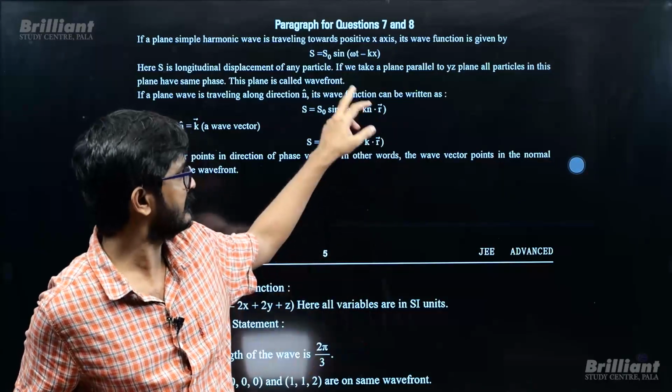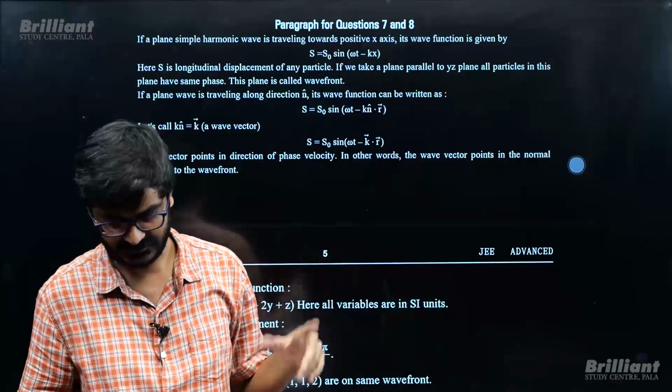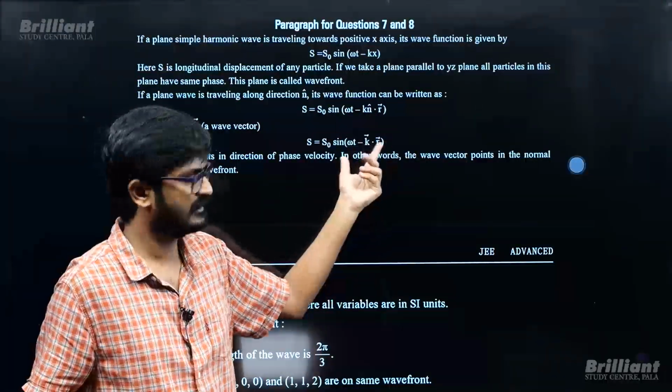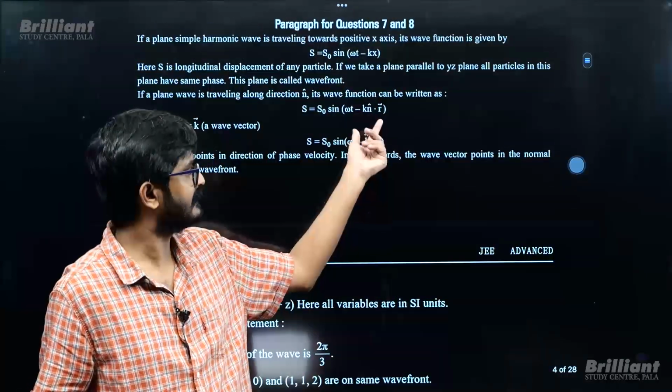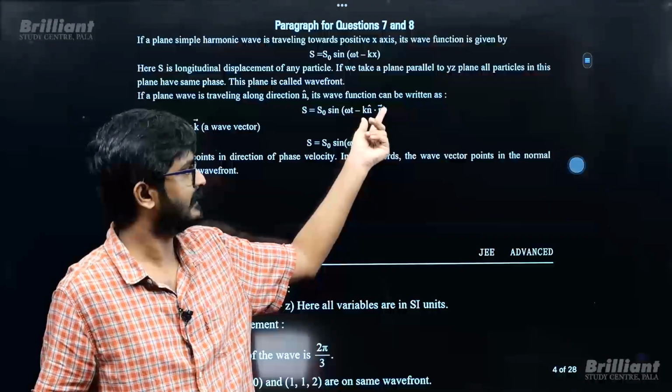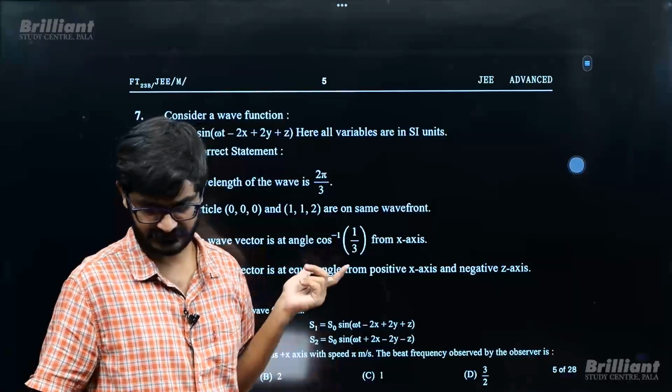In the next question they are saying if a plane wave is moving along the positive x-axis, it is going to look like this. But if it is in 3 dimensions, in some random direction, then it will be represented this way, so that's fine. We need to get it into this form, minus k bar dot r bar or minus k into n cap dot r bar. We will see how to do that.